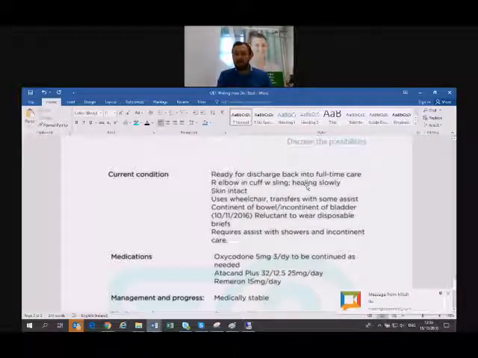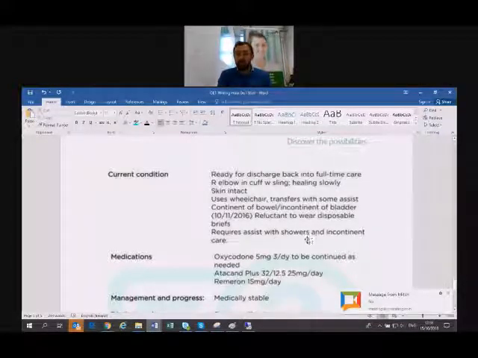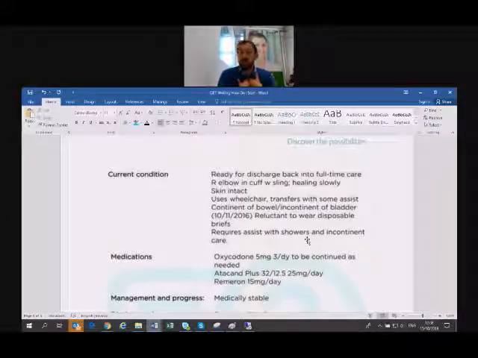We've got the right elbow in a cuff, skin's intact, uses a wheelchair. All of this stuff is basically the situation this person is in now, the state. Well, all of this is important because it's been a few days since the supervisor at the care home has seen the patient. So we are the people that need to explain the state or the condition that that patient's in. So here we'll use this.